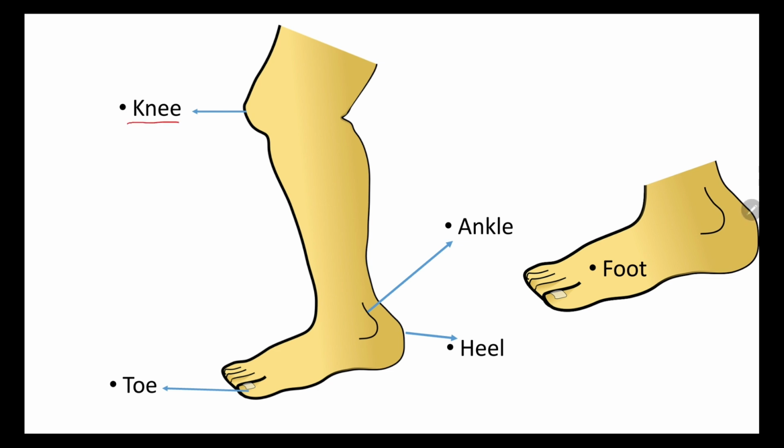So to recap, we have the knee. We just saw that, which makes part of your leg. All right. And you also have the foot right here. This whole part is the foot. Okay. This whole structure here, this is your foot. And on your foot, you have your ankle, your heel, and your toe.